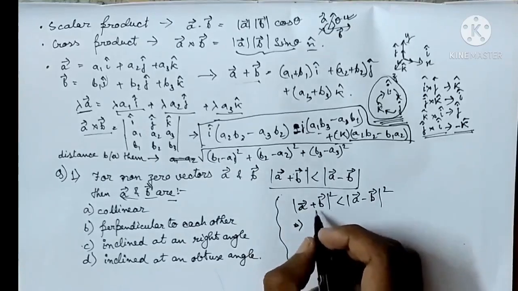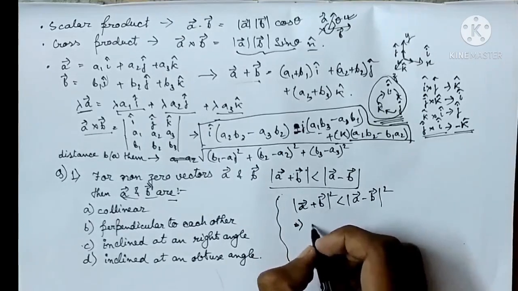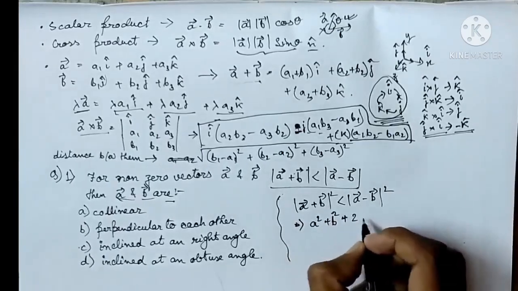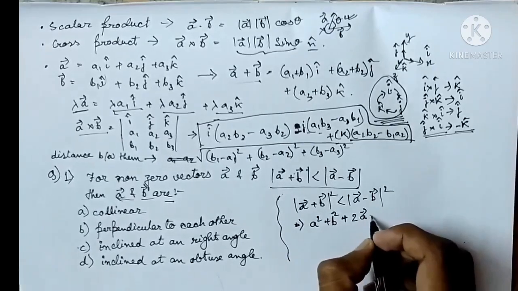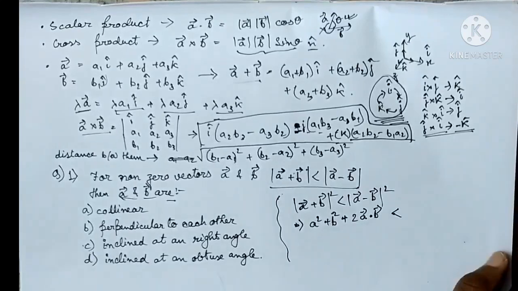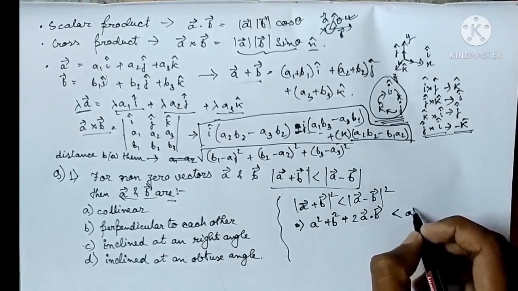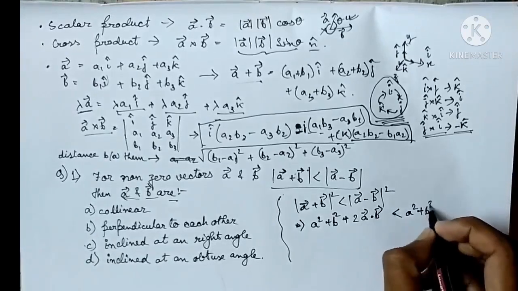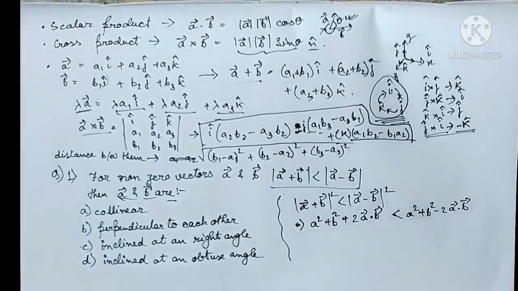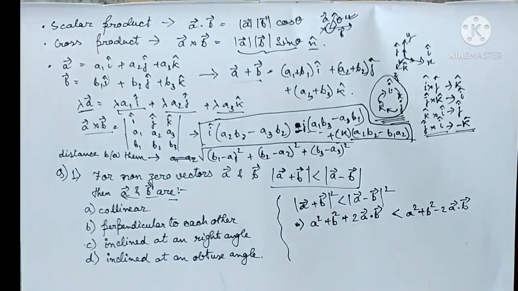If we just square it, see, a vector plus b vector, it would be a square plus b square plus 2a vector dot b vector, that is less than a square plus b square minus 2a vector dot b vector. Now why and how we just converted from this to this, that is quite a thing, and you must understand it.